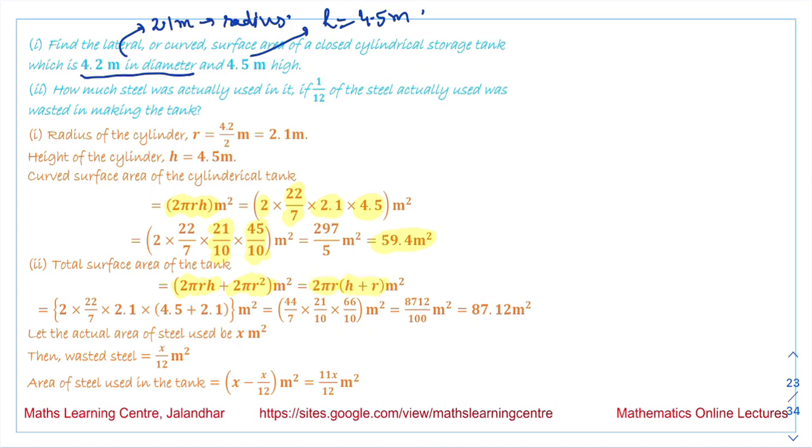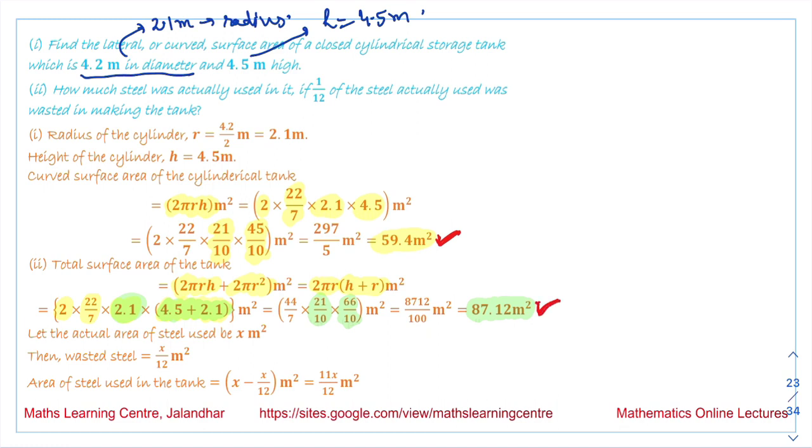We substitute these values: 2 into 22 by 7, then the radius is 2.1, and r plus h means 4.5 plus 2.1, which is 6.6. Again, 2.1 we write as 21 by 10 and 6.6 as 66 by 10. So the final answer we get is 87.12 meter square.